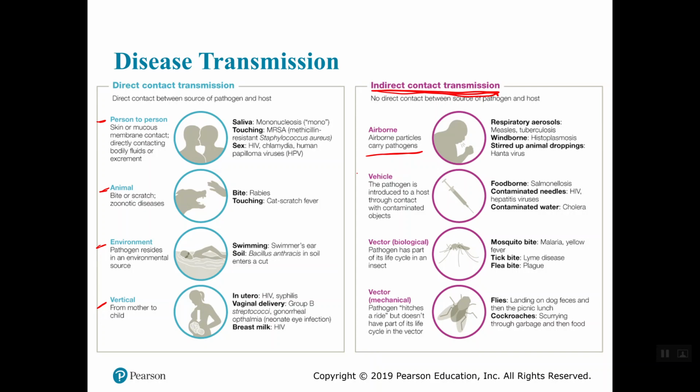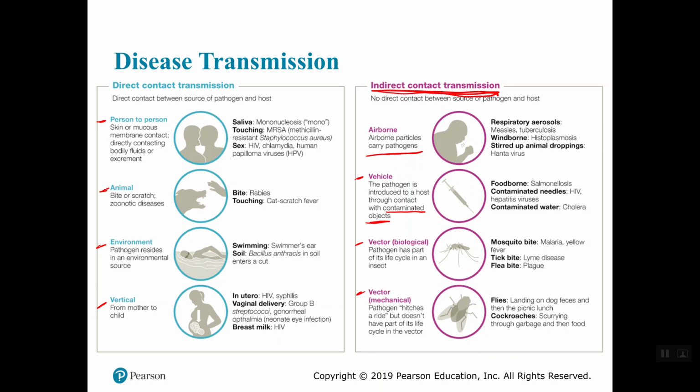We also have vehicle transmission. So vehicle is when the pathogen is actually introduced to a host through contact with contaminated objects. And then we can have vector indirect contact transmission.